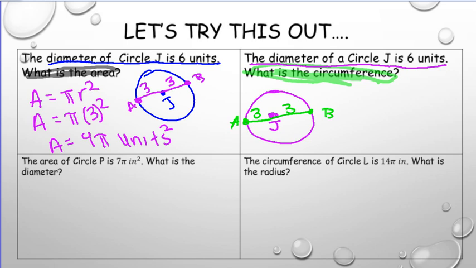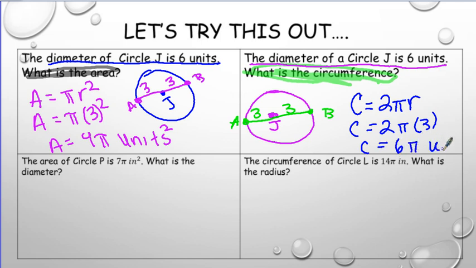So now, what I'm going to do in here is circumference is 2 pi r times the radius. So I get here 2 pi, my radius is 3, so the circumference is 6 pi, and it's whatever those units are. It's a linear unit for that one.